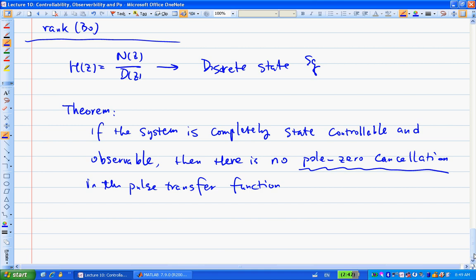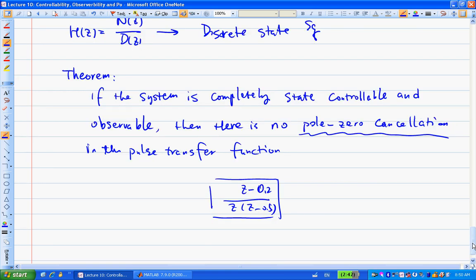Pole zero cancellation is basically this. Let's say I have a plant. Maybe the plant is z over z minus 0.5, who knows, times z minus 1, over z minus 0.2, and let's say this is 0.9 here. Suppose this is the plant right here. Then you're designing a controller for this plant.